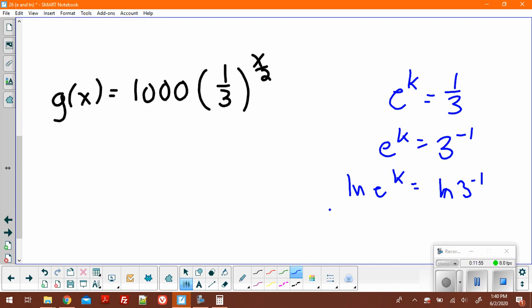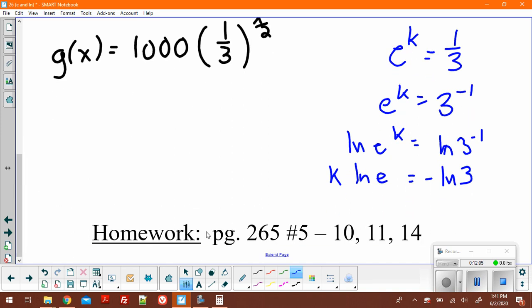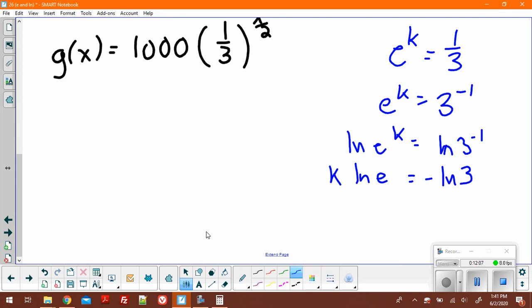Now I can bring down the power on both sides. K comes down on the left, and on the right, the negative 1 comes outside. So I have negative ln 3. Then I divide both sides, so I don't have to divide anything. ln e becomes 1. So k is equal to negative ln 3.